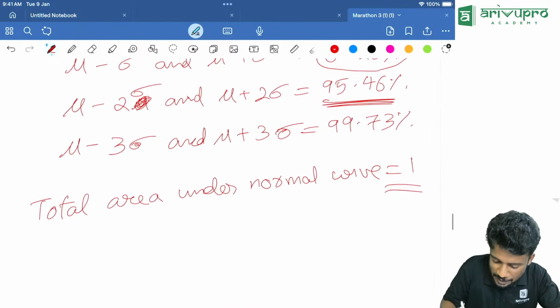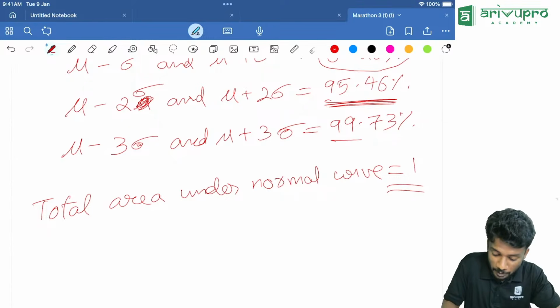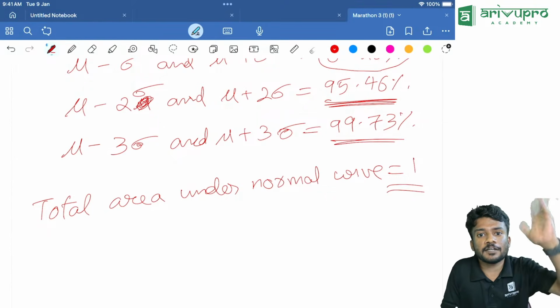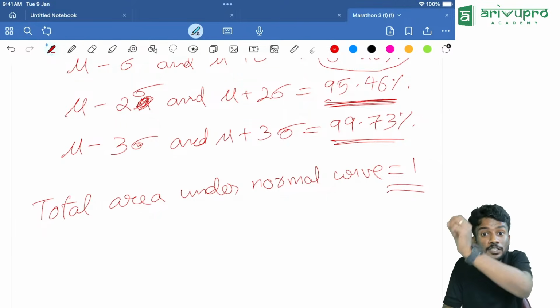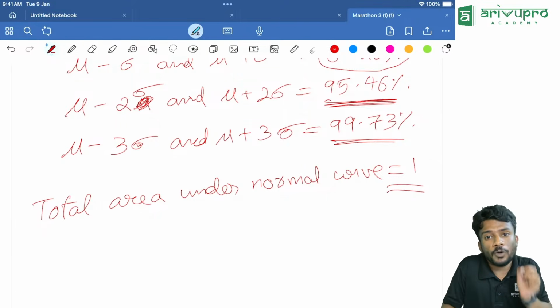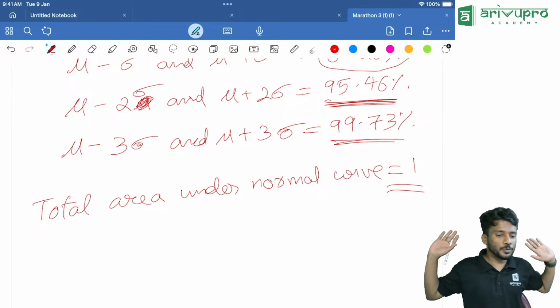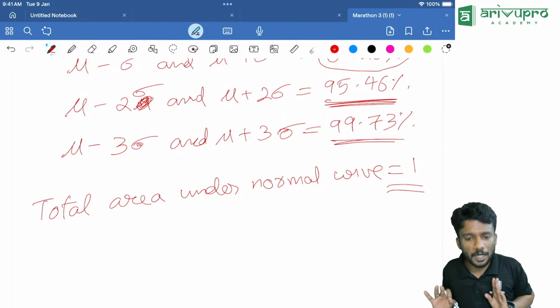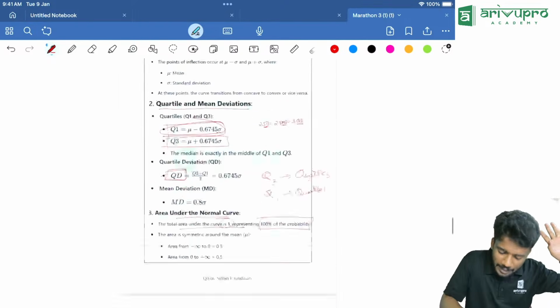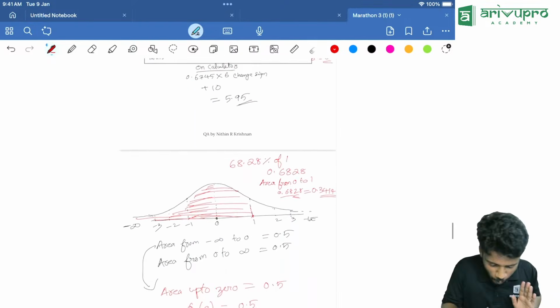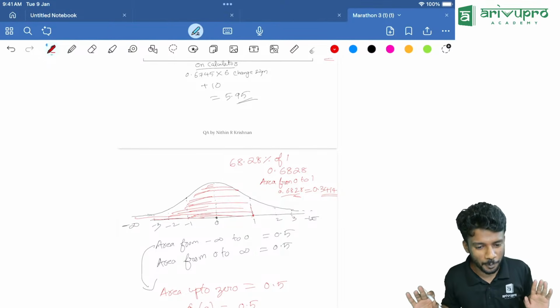The next thing is the area from minus 3 to 3, which is 0.9973. Then the area from 0 to 3 is 0.9973 divided by 2. That is the method. But the luckiest part is all these values will be given in the bracket of your question, so you don't need to worry about that.